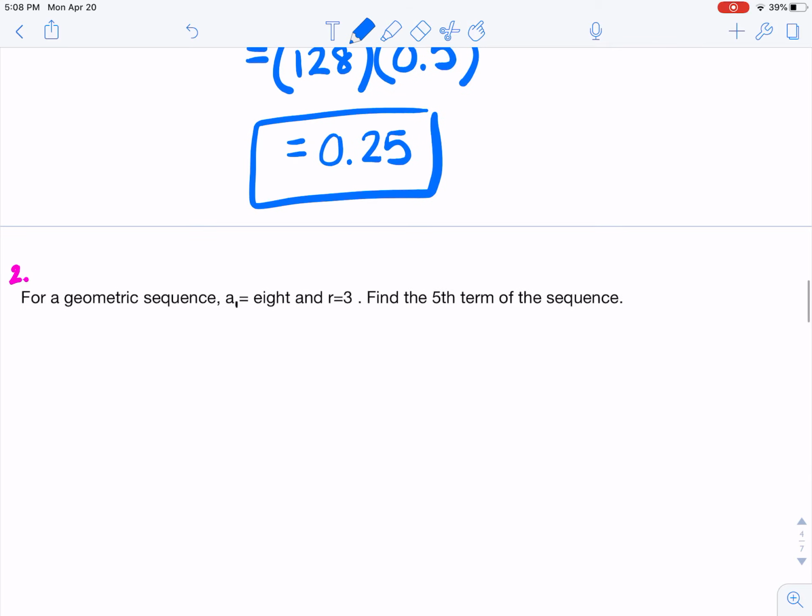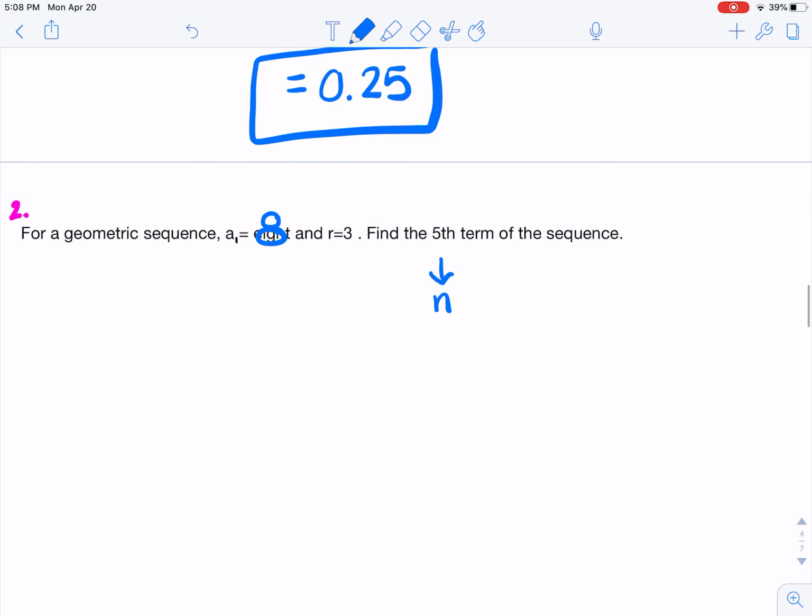Okay, next one. Here they straight up give me what each of the numbers is going to be. A1, which they tell me is 8. That should actually have the number 8, not written out like that. And R equals 3. R is your common ratio. Fifth, and then they want me to find the fifth term. So that is the N.